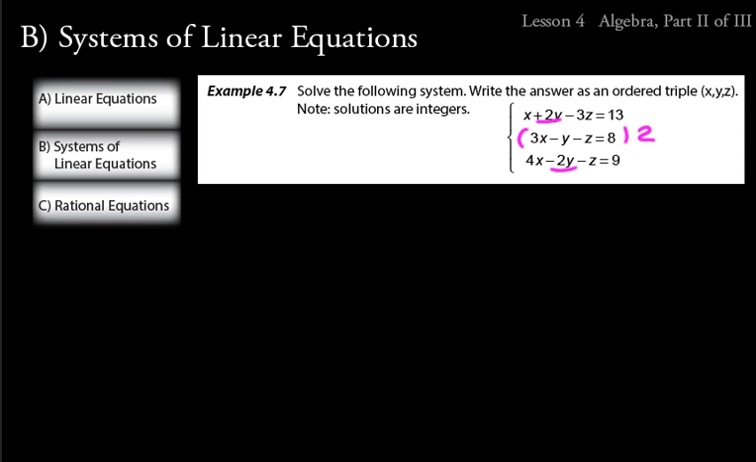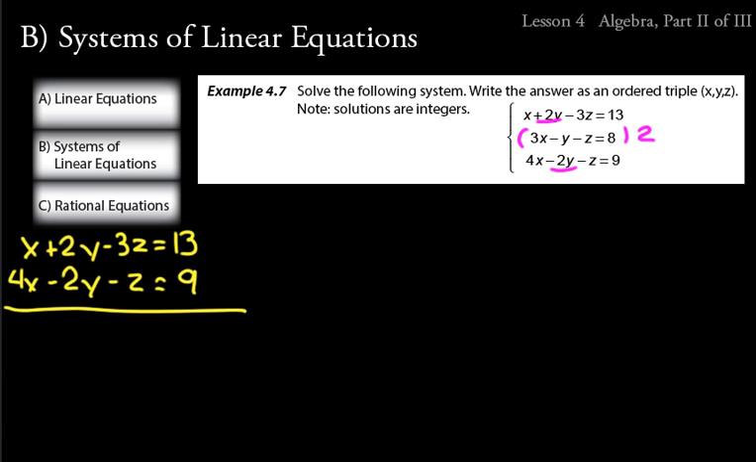Let's just write these out carefully. x plus 2y minus 3z is equal to 13. And then the bottom equation underneath it, 4x minus 2y minus z is equal to 9. And add these 2 together to get rid of the y terms. 4x and 1x is 5x. Minus 3z minus 1z is minus 4z is equal to 13 plus 9 is 22.